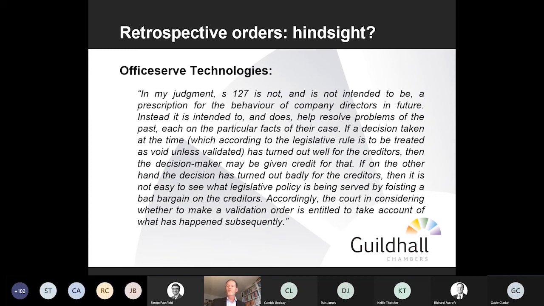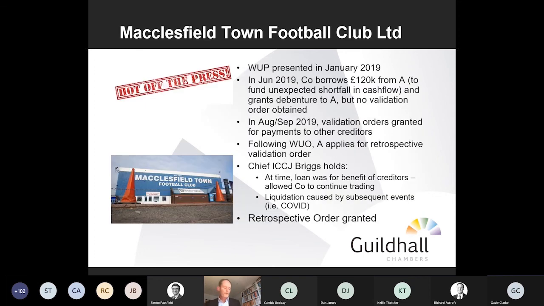So if it turned out well, the party would benefit from that. If it didn't, and it wasn't for the general body of creditors, it was right in that circumstance that the court would take into account those factors, and if it hadn't worked out for the benefit of creditors, refuse to validate it. So that was Officeserve Technologies.